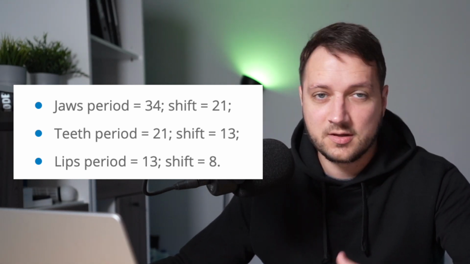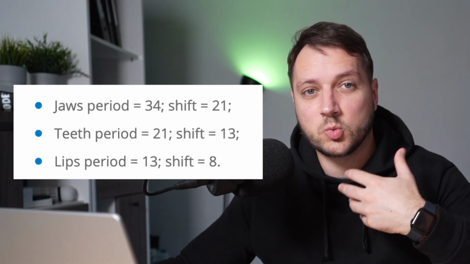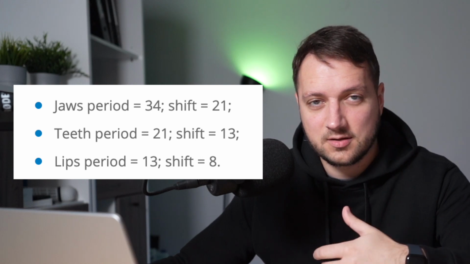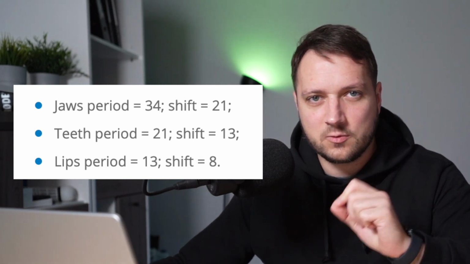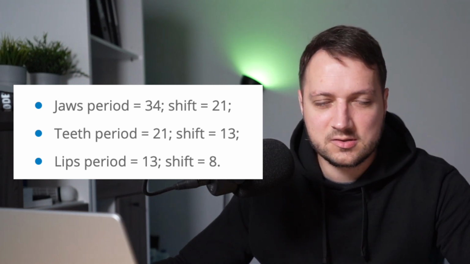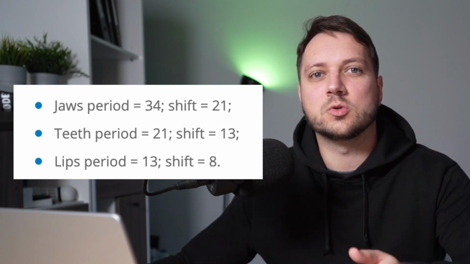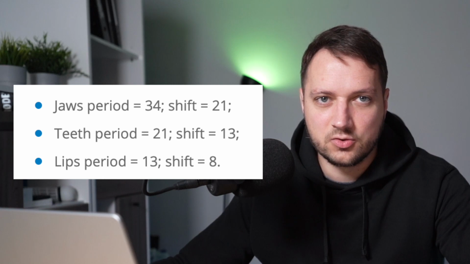Alligator optimal settings for a 5-minute time frame therefore will be, as for the Jaws, 34 period as I said and shift 21 to the future. Teeth period will be 21 and shifted by 13 bars into the future, and lips period will be 13 and shifted by 8 bars into the future.